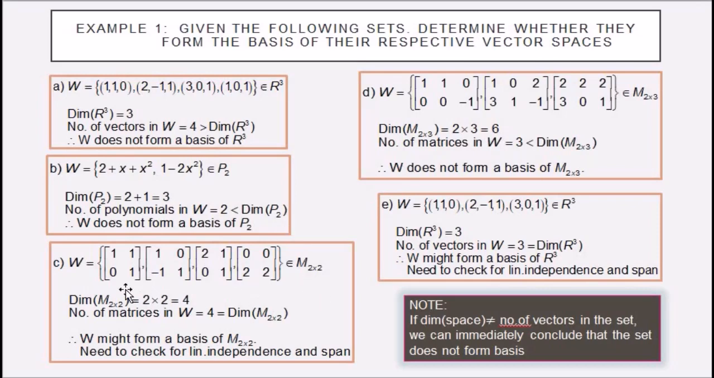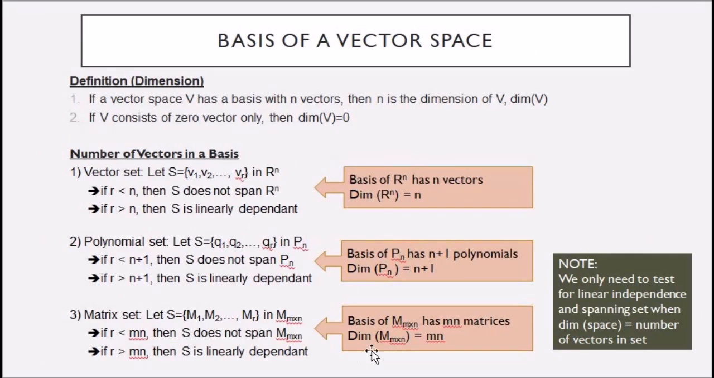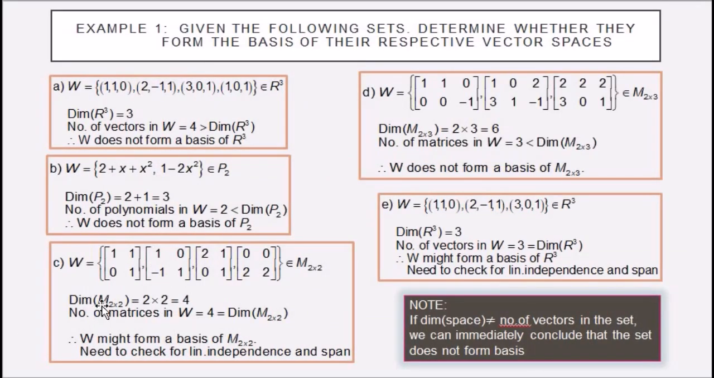Example C. W is an element of matrix 2 by 2. To find the dimension of M 2 by 2, when the basis of M m by n has mn matrices, dimension M m by n equals m multiplied by n. So, dimension M 2 by 2 equals 2 multiplied by 2 equals 4. Number of matrices in W: 1, 2, 3, 4. So, the number of matrices in W equals the dimension of M 2 by 2. Then, W might form a basis of M 2 by 2. It might form a basis because the number of matrices in W equals the dimension. But, to really conclude, we need to check for linear independence and span.